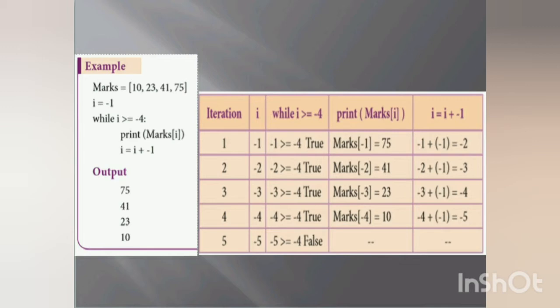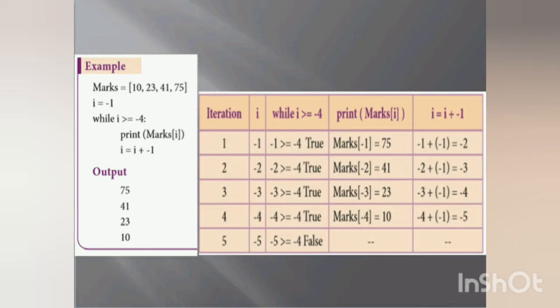Then the I value will be incremented by -1. Already the I value is -1, plus -1, so -1 plus -1 is -2. It will move on to the next preceding value. Now the I value is -2. Again it will check the condition: -2 is greater than or equal to -4. Yes, so the condition is true and it will execute the print statement. Marks of -2: what is in the marks of -2 position? That is 41, so 41 will get printed.